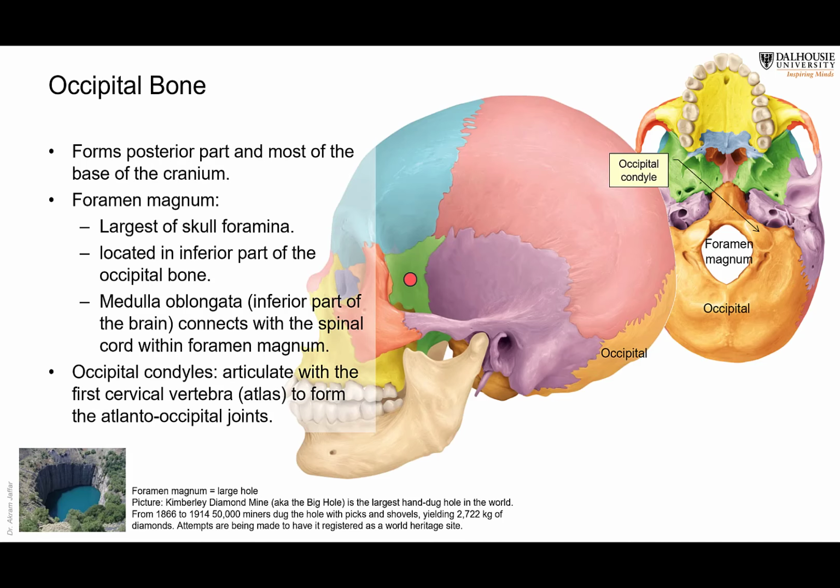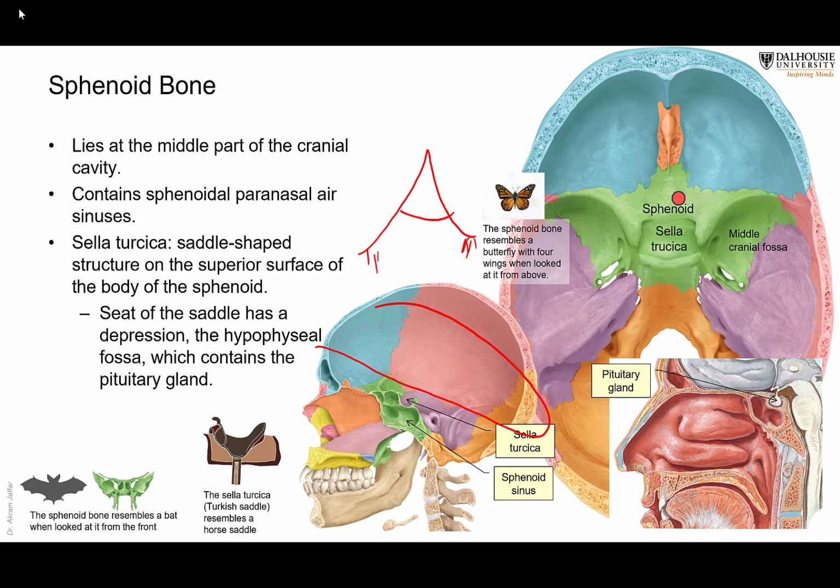When I look at it from the outside, okay? And here it is when I look at it from the inside. It looks like a butterfly. And here in the middle, there's a body of the sphenoid. And the body is a little bit excavated. It has a fossa or a depression. It looks like a saddle, so they call it sella turcica, meaning Turkish saddle.